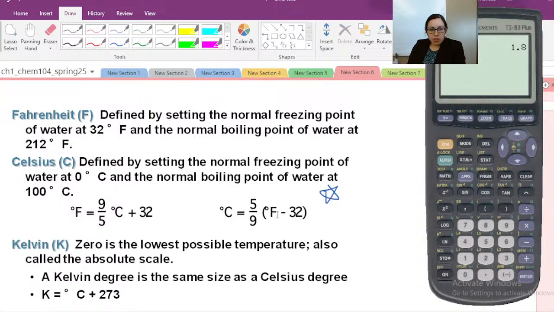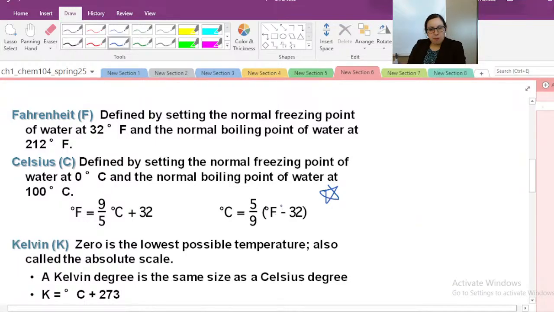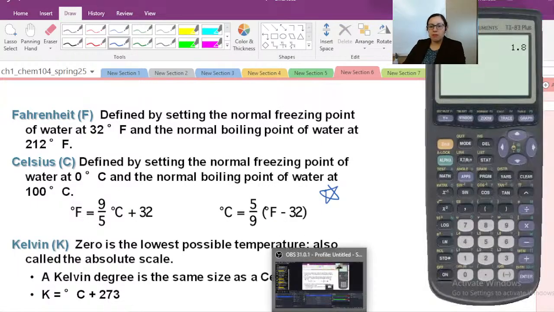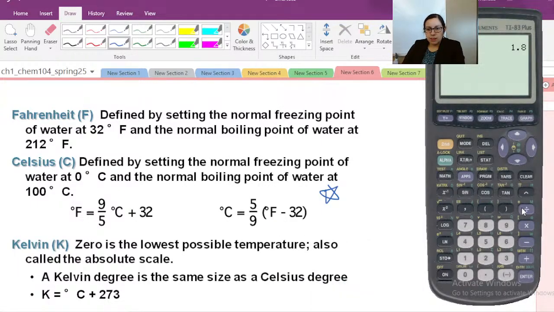And if you're going the other way, again, just order of operations, parentheses first. So do your subtraction and then multiply it by 5/9. Usually you see 5/9, not the 0.55. I usually see 1.8 more over the 0.55, but just be cognizant of that.